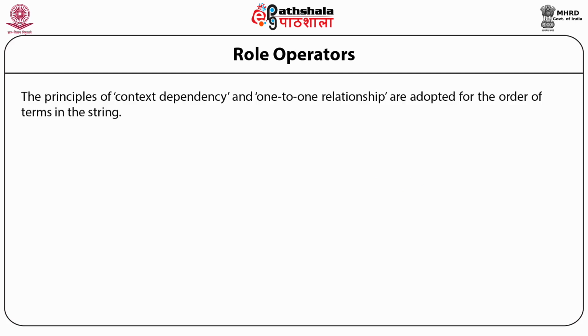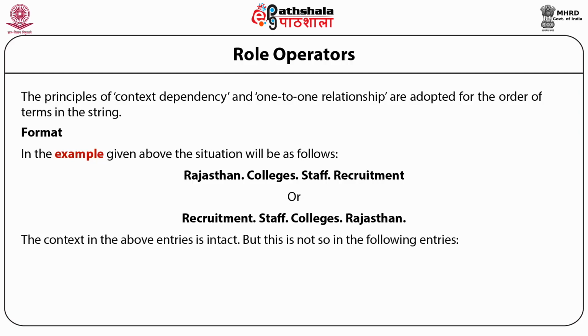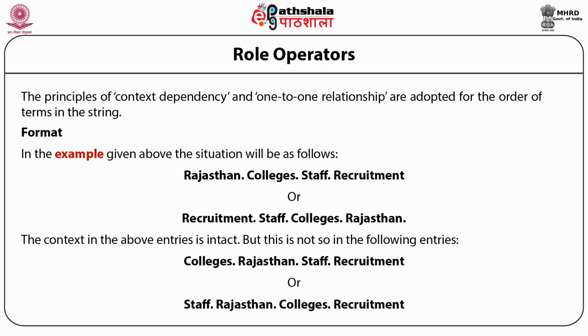Role operators. The principles of context dependency and one-to-one relationship are adopted for the order of terms in the string format. In the example given above, the situation will be as follows. Rajasthan.colleges.staff.recruitment or recruitment.staff.colleges.Rajasthan. The context in the above entries is intact, but this is not so in the following entries. Colleges.Rajasthan.staff.recruitment or staff.Rajasthan.colleges.recruitment.